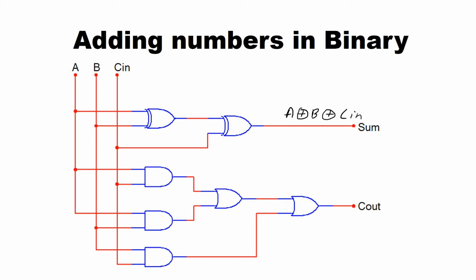And my carry out is, of course, A ANDed with carry in, or B ANDed with carry in, or it's just every possibility of my inputs. Which one am I missing? Or A ANDed with B, right? It's either this and this, or this and this, or this and this. That's it. That is my carry out.